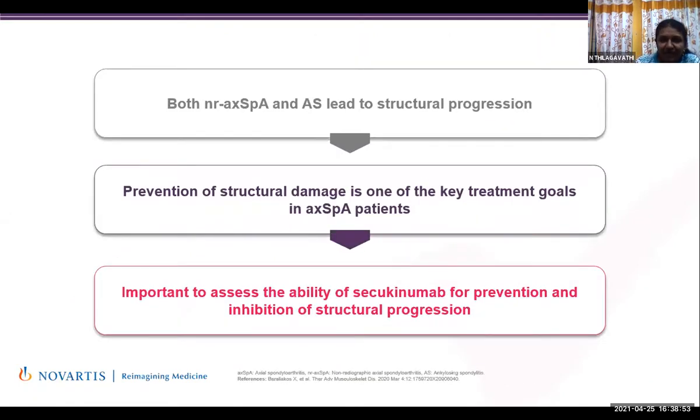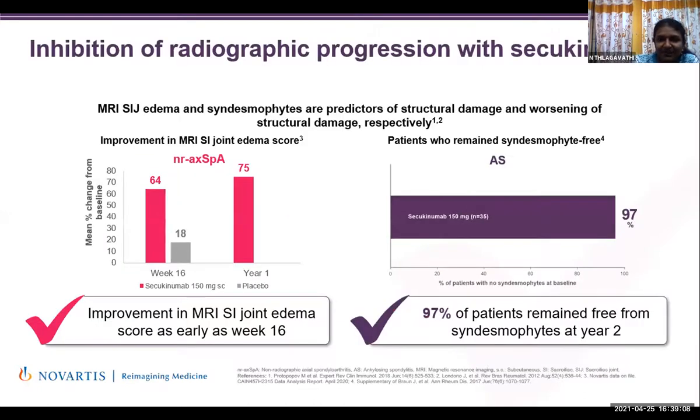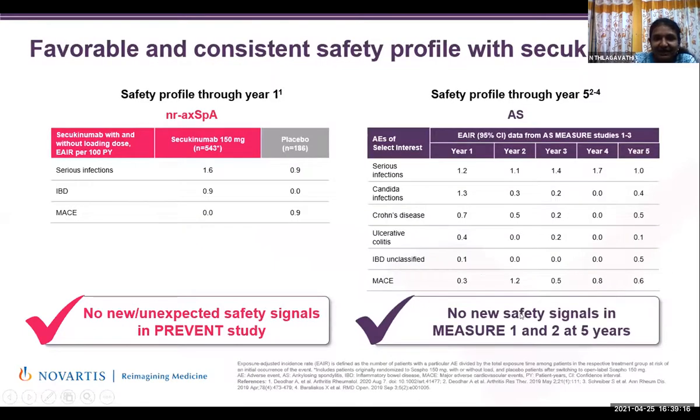One important point or edge of anti-IL-17 over TNF is that it arrests the structural progression. That is, new bone formation is arrested in patients taking secukinumab rather than with TNF alpha blocker. So this is a very important point. And 97% of the patients remain free of syndesmophyte at 2 years interval. With regard to safety, there is no major concern with the safety profile of secukinumab, that is anti-IL-17, both in the non-radiographic group and the radiographic ankylosing spondylitis.